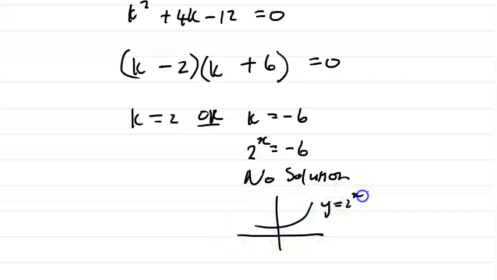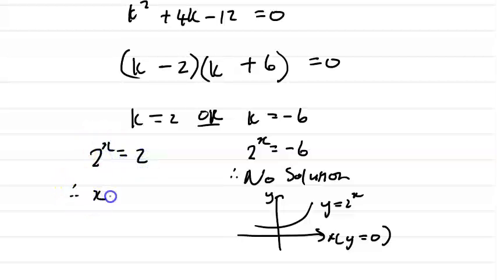Y equals 2 to the power x, and as you can see, there are no negative y values because the asymptote is y equals 0. So therefore we can conclude that there's no solution there. So 2 to the x equals 2, therefore x will equal 1. That's my answer. So x equals 1.